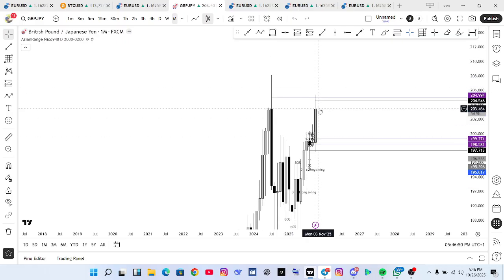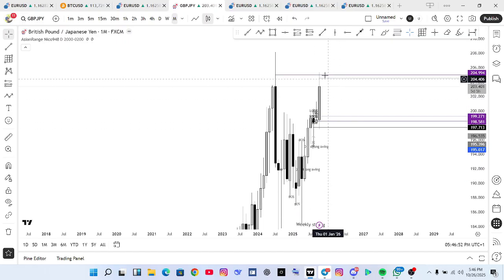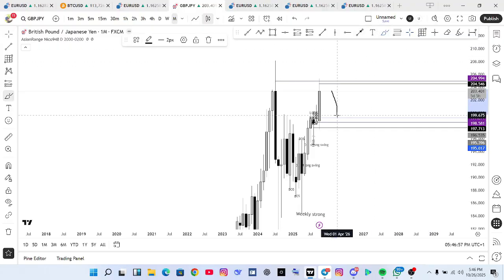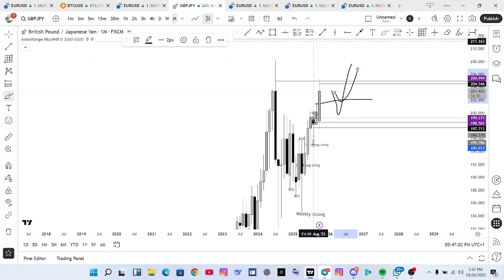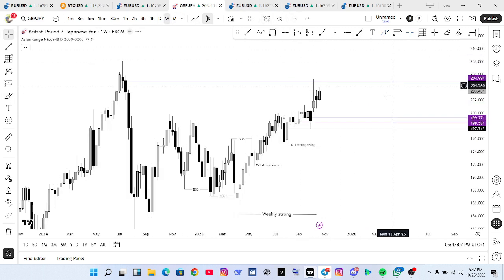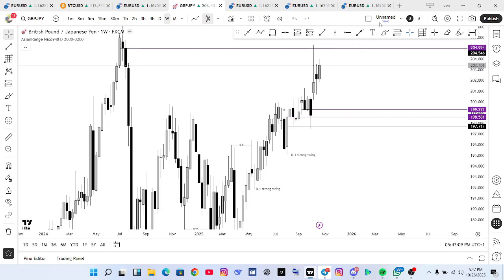The price is bullish for this month. I don't know for next month. Next month might be bearish. Price will come down a bit and buy. Maybe come down to this zone like this and buy. But I'll start from the weekly.